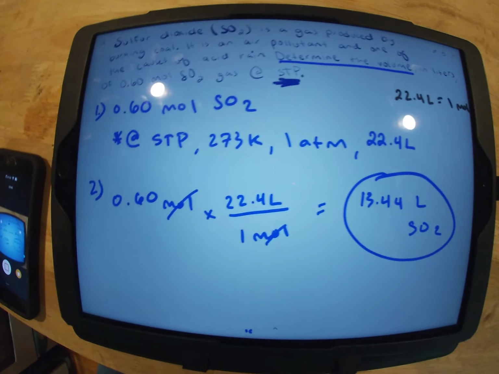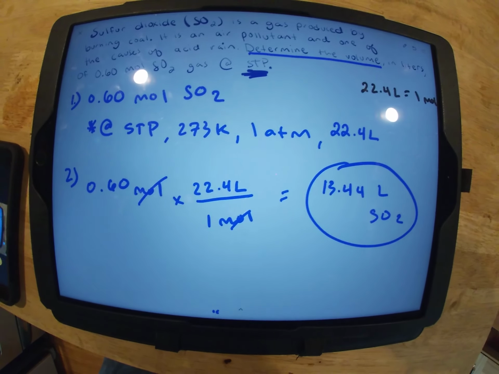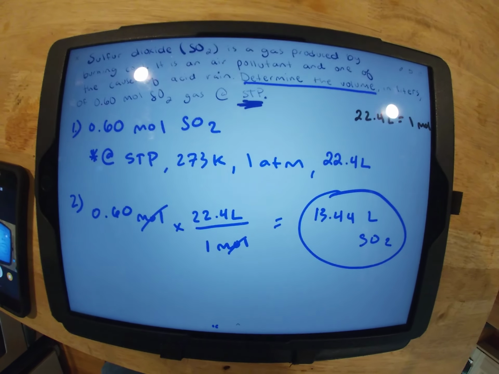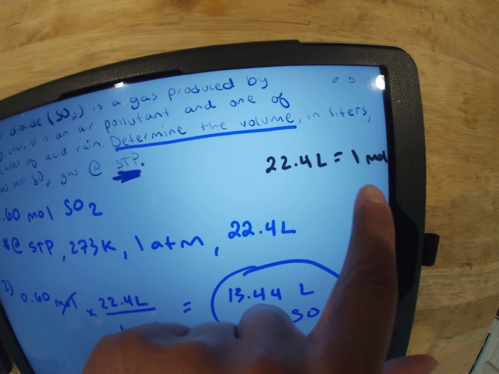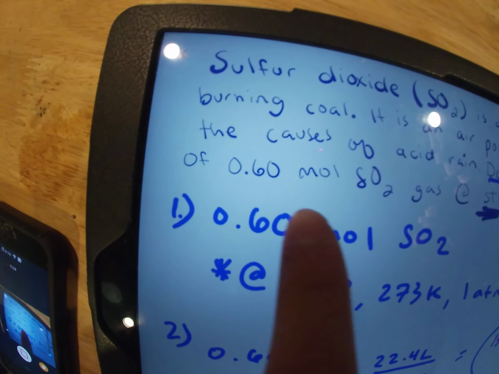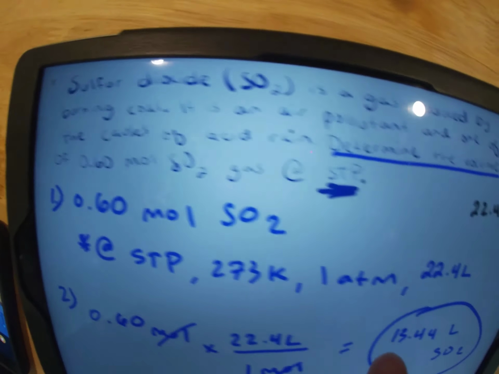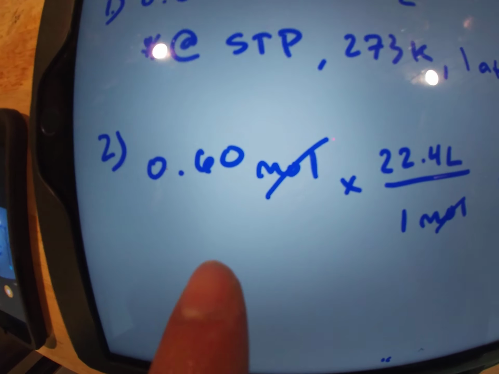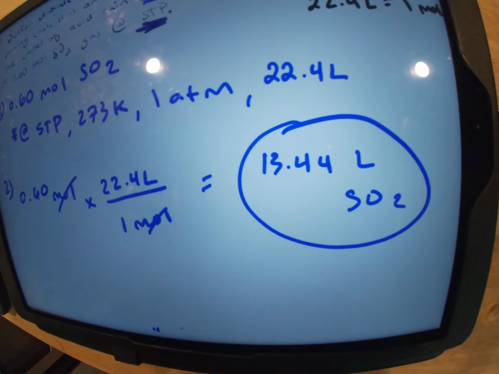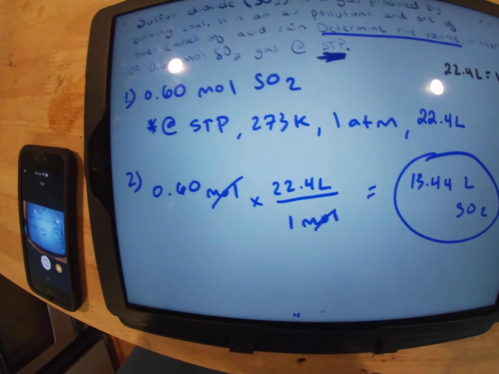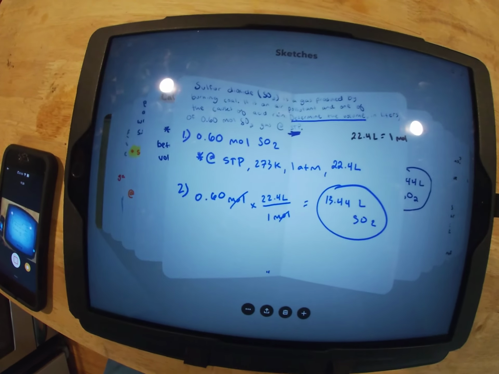That is our answer. Very, very simple stuff. We have 13.44 liters of SO2 at STP. Notice that at 1 mole our volume is 22.4 liters, but in this case we're dealing with 0.60 moles. That's not 1 mole, that's 60% of 1 mole. That means we have to use this as a conversion factor to convert our moles into liters using our STP value, to get 13.44. Not bad at all. Very, very simple stuff. The toughest thing is just understanding the concepts and the theory behind it.